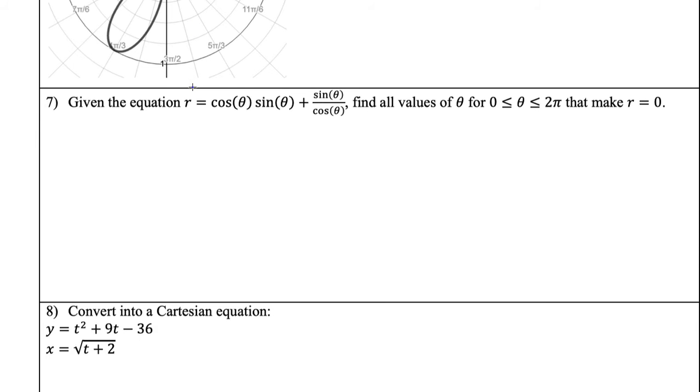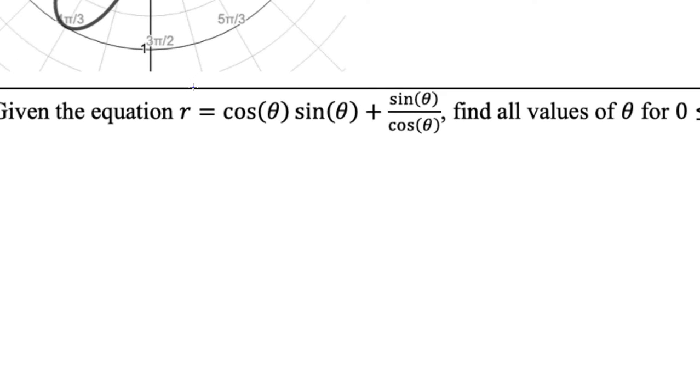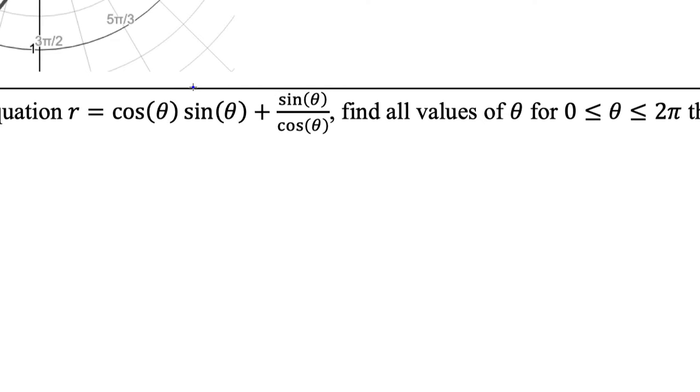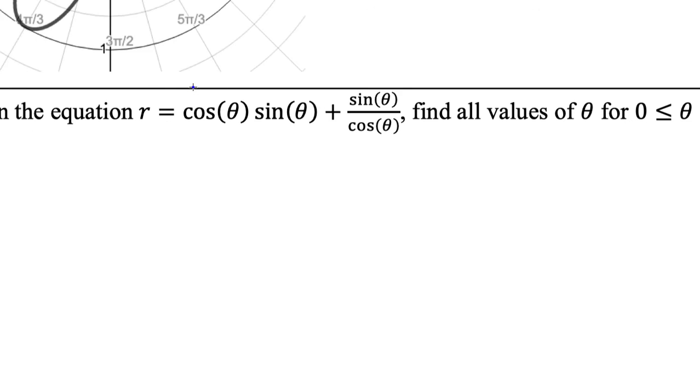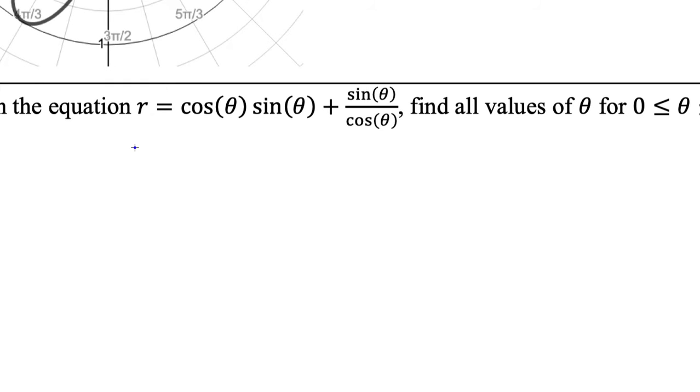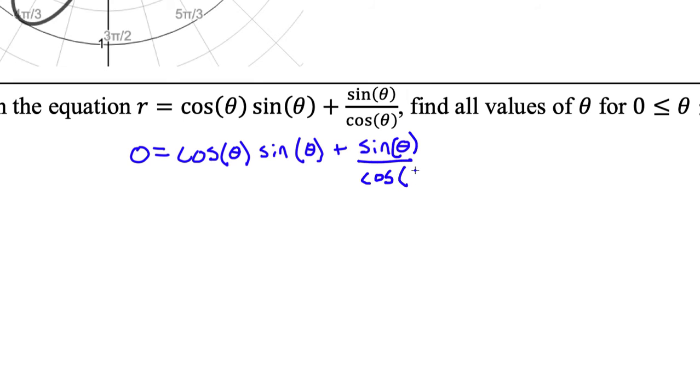Number 7. Given our equation, ooh, that guy looks rough. Find all values of theta that make r equal to 0. Okay, so I'm just going to go ahead and say r is equal to 0. So 0 is now equal to cosine of theta sine of theta plus sine of theta over cosine of theta. I'm going to subtract this product from both sides.